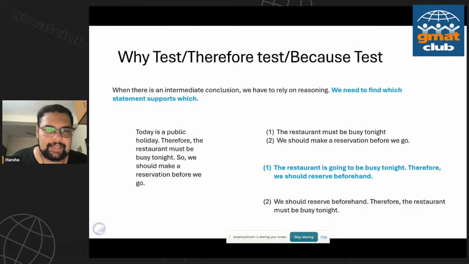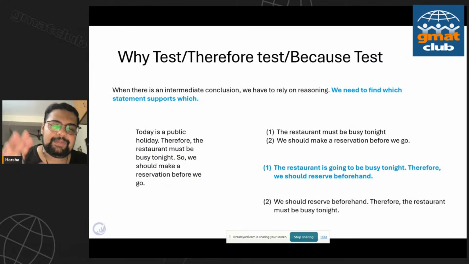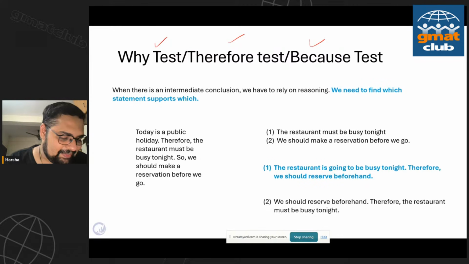With that, let's go into what happens when there are two legit conclusion candidates. Here, I wouldn't say that because one is a scholar's conclusion, and anyway, it's going in the opposite direction. The author is criticizing the scholar's conclusion. Whereas, what happens when you have two conclusions both in the same direction? One is clearly supporting the other, but your job is to find out what is supporting what. This is where, and I don't care what you call it, why test, because test, therefore test, feel free to use whatever you like. But essentially, you are trying to reason out which substatement supports which statement, right?